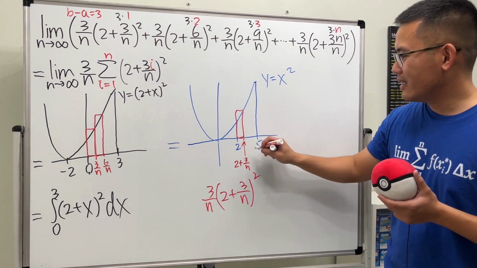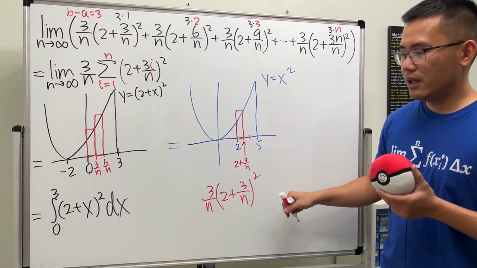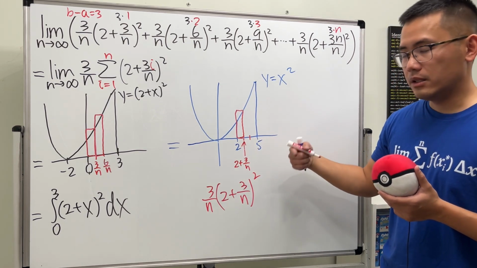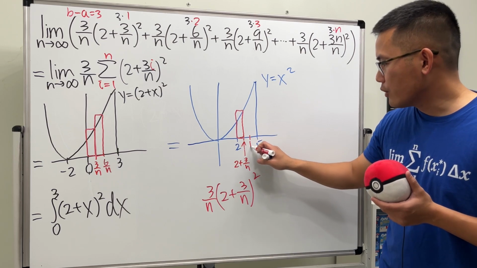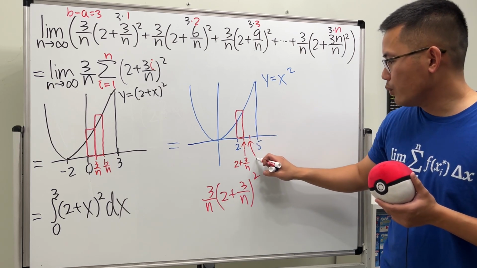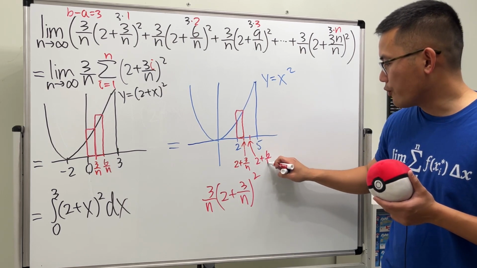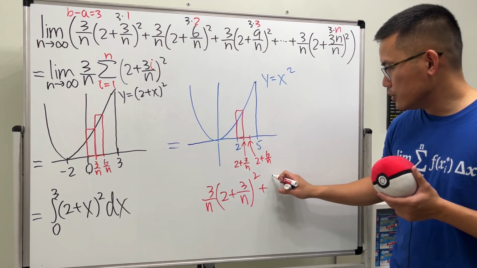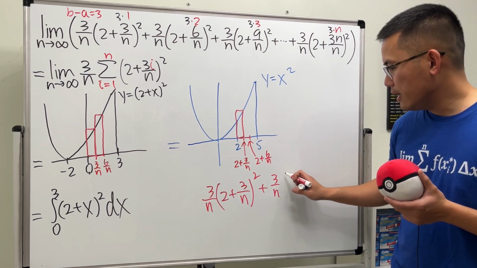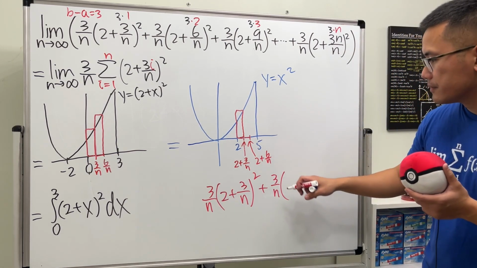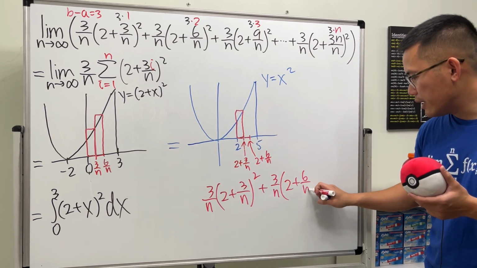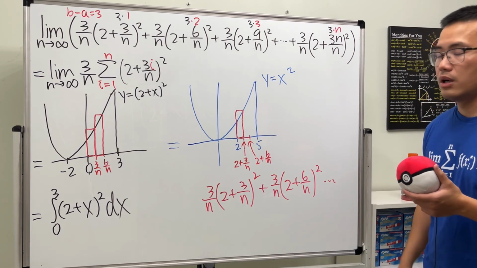Let's do another one. The next one will be what? We have to add another 3 over n, so double of the 3 will be 6, and then divided by the n. But don't forget, this x value will be 2 plus 6 over n. So same thing. The width right here is 3 over n, and then we can just multiply this with, put this right here, so we get 2 plus 6 over n, and then square, and so on, so on, so on.